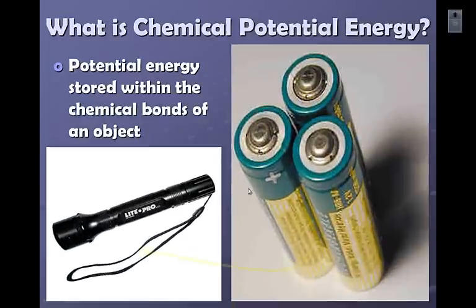Okay. Batteries. Batteries are full of chemical potential energy. Their energy is not being used until you turn them on. Then once you turn them on, they will lose their potential energy because they'll be using that energy to produce light.